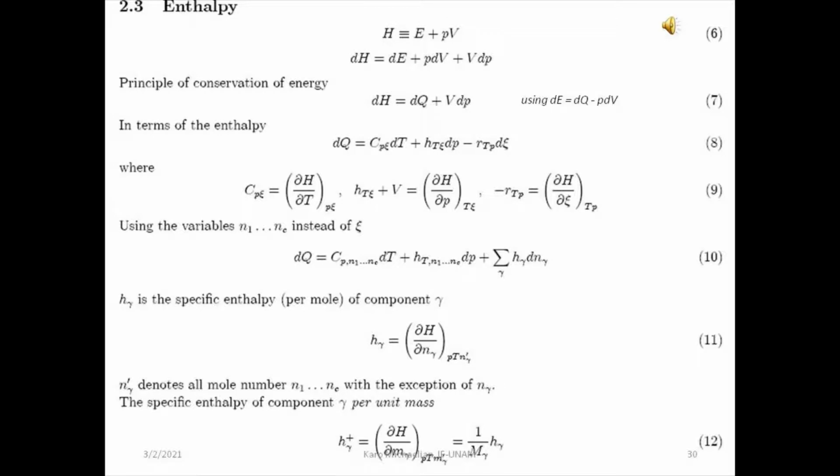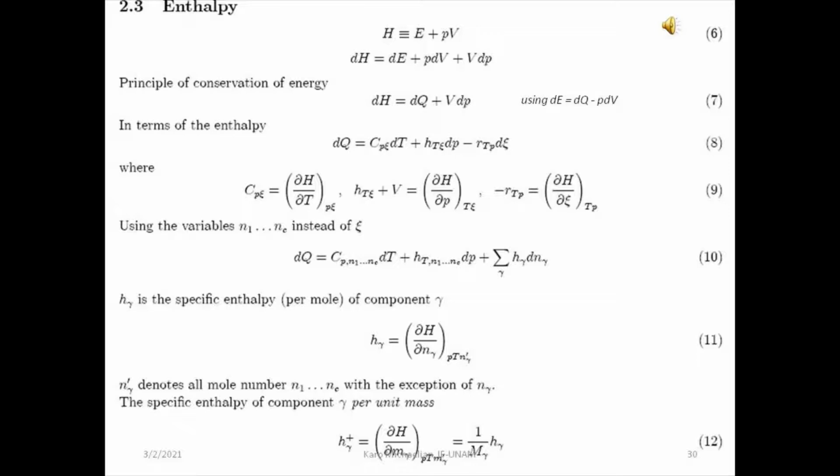Now remember, we can write the number of moles for substances 1 to C, that is N1 and so on to NC, instead of Chi, which is the advancement of the reaction. We saw that in chapter 1. So therefore, we can write equation 8 in the form of equation 10 by defining a new term, which is the specific enthalpy, the small h with an index gamma, of the form of equation 11.